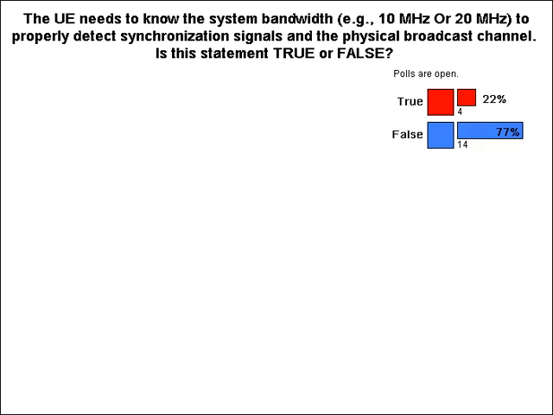Okay, let's see what we got. Okay, a little better than last time. So we are improving. 77% accuracy this time. Very good. So yes, we do not need to know the whole bandwidth because they are always in the center part of the spectrum. Center 72 subcarriers. It doesn't matter whether we are using 5 megahertz deployment, whether it's 10 or 20. It does not matter. So that is the answer. And thank you for participating in the poll.